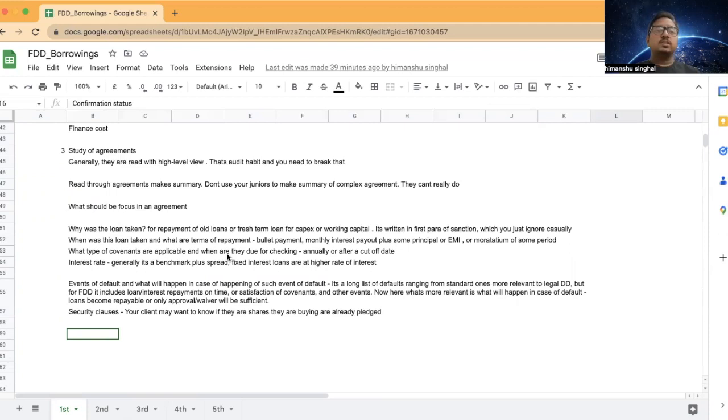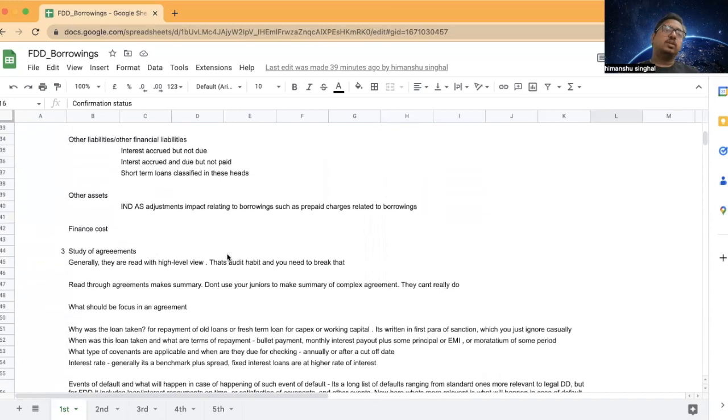Now, what you'll additionally see is the security clause. Okay, so security is generally fixed assets, and what your client really wants to know in this is, what are my assets that are pledged? Plus, are there any securities or shares that are pledged? Because that's what the investor is buying. They are buying the shares, and if those shares are pledged with the bank, you can't really own them. It's a very important observation for your client, so make sure you take note of it.